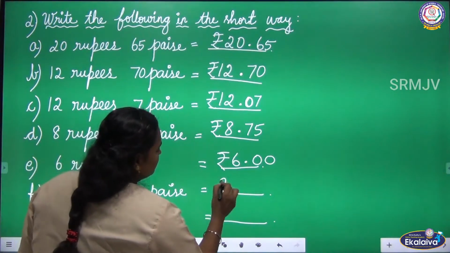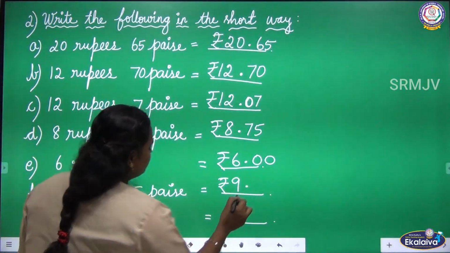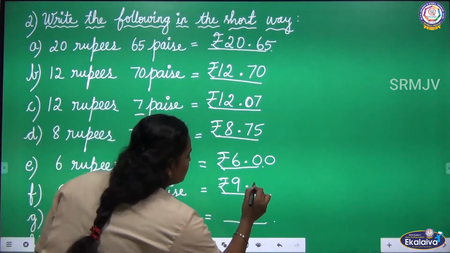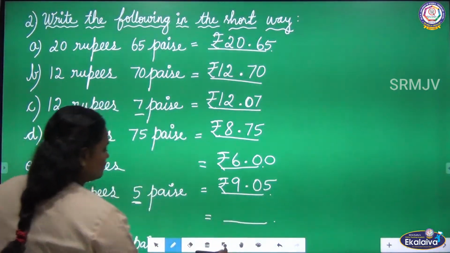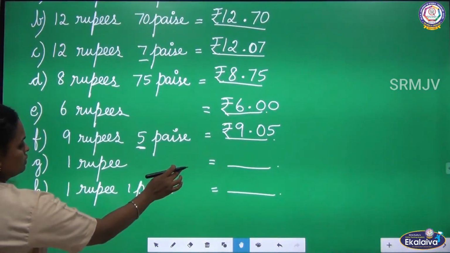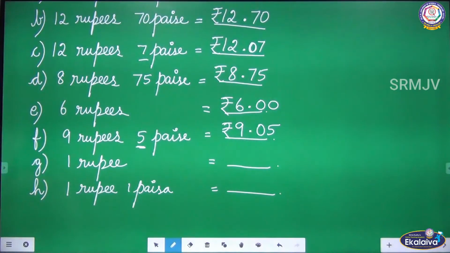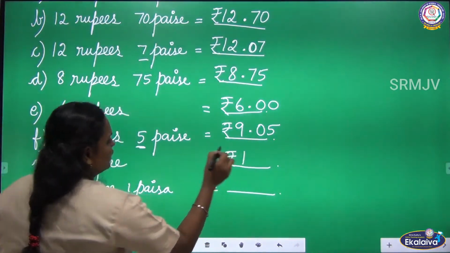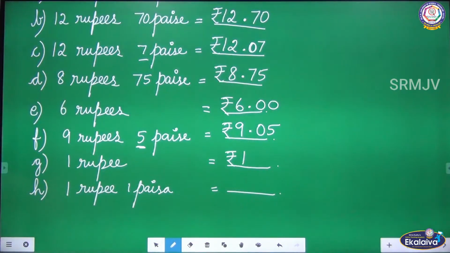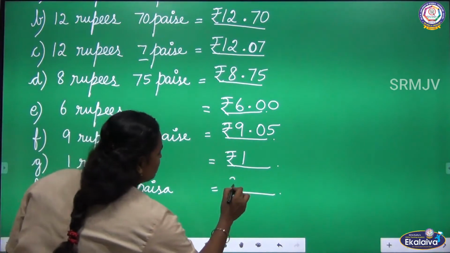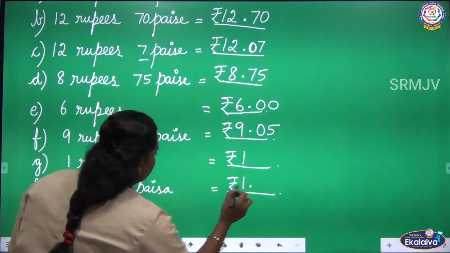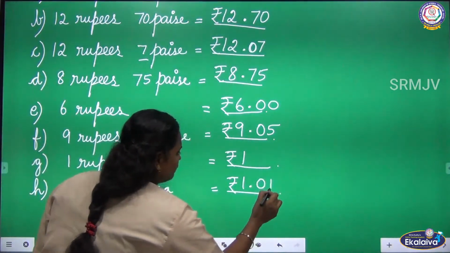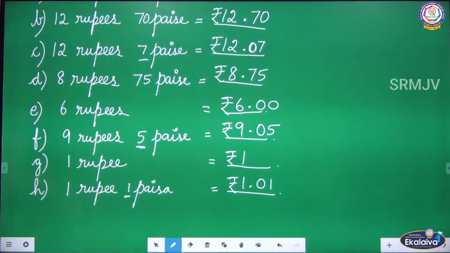Next one, 9 rupees 5 paise. So you write 9 rupees, then dot. See here, listen, here only one digit they have given. So you can write 05. Next one, 1 rupee equal to rupee 1. Next, 1 rupee 1 paisa. So you write 1 rupee. So they have given here only one digit. So you can write 01. For paise you can write 01.